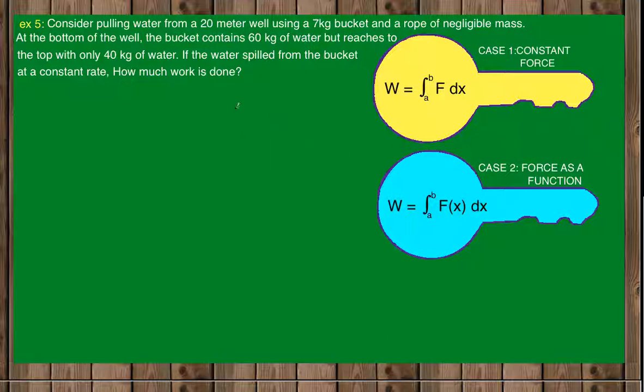Again, here two things are going on. The empty bucket is being pulled and the bucket filled with water is being pulled. So the total work equals work bucket plus work water.